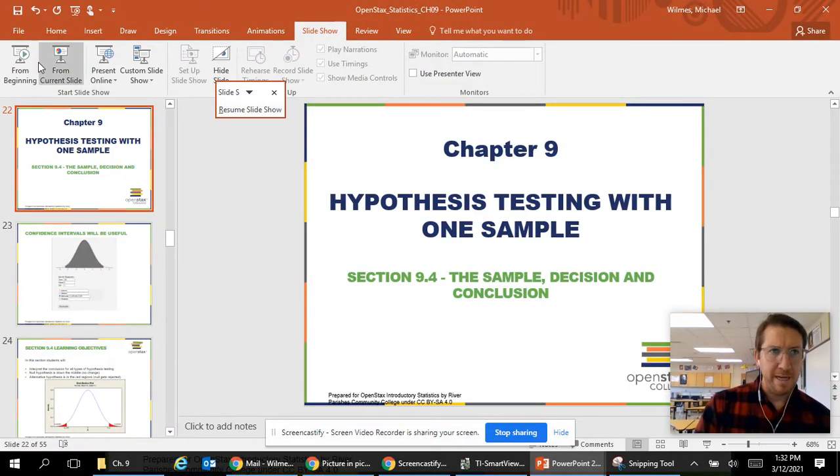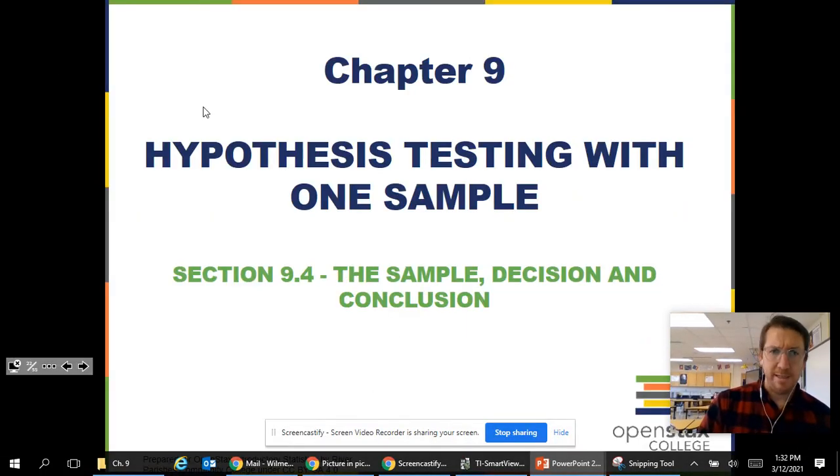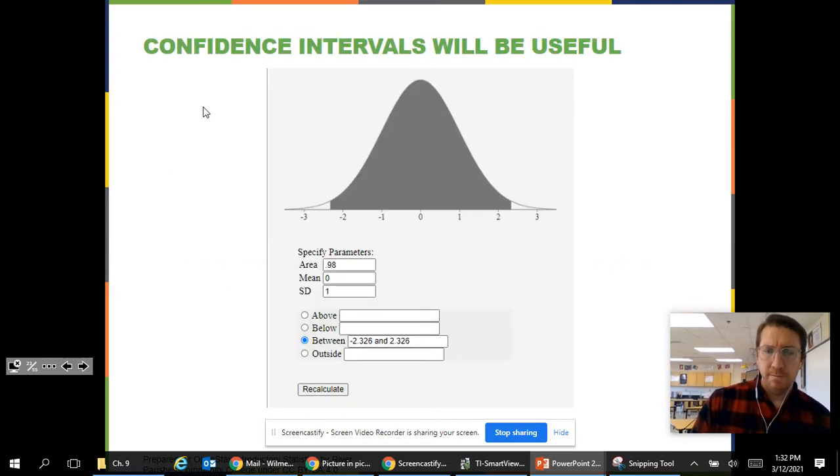Right, welcome back. And we're going to be looking at section 9.4. And we're going to be learning how to make a decision and a conclusion regarding our hypothesis testing. So think back to our normal distribution curves and our calculators that we use and how these are spread about.